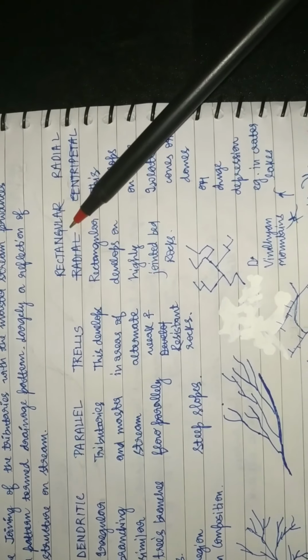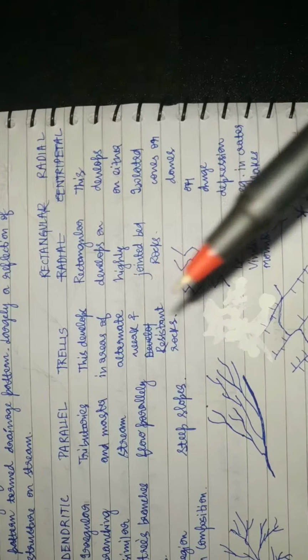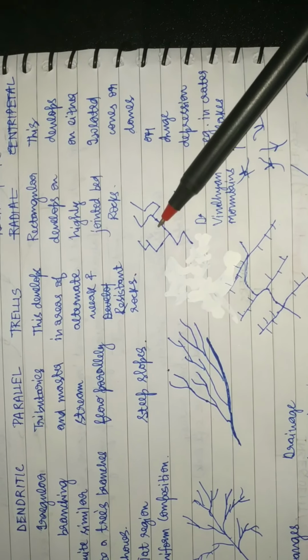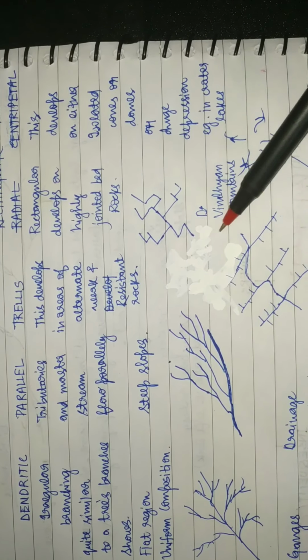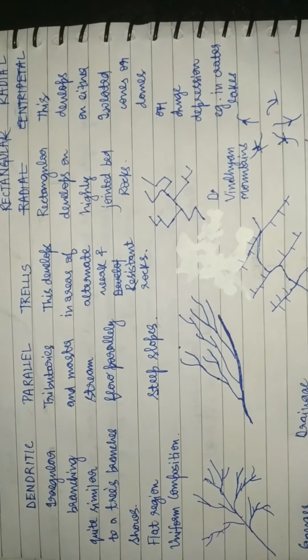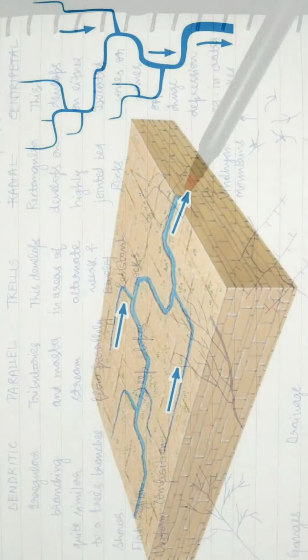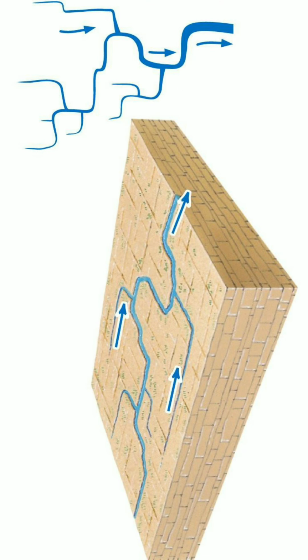The next is the rectangular pattern. The rectangular pattern develops on highly jointed bedrocks, okay? And you can see this in the Vindhyan mountains. These are very, very popular. For example, the Chambal River. These are formed in highly jointed bedrocks.